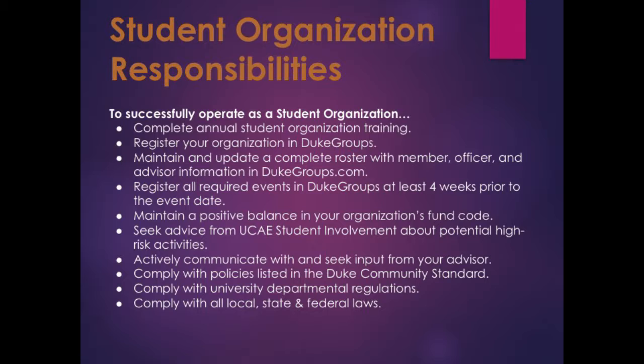To successfully operate as a student organization, all presidents and treasurers must complete this training, register their organization in Duke Groups, and maintain a complete roster with member, officer, at least president and treasurer, and advisor information in Duke Groups. Register all required events in Duke Groups at least 4 weeks prior to the event date. You must also maintain a positive balance in your organization's fund code, seek advice from UCAE student involvement about potential high-risk activities, and actively communicate with your advisor. Duke also expects that all student organizations, leaders, and members comply with all Duke University policies, local, state, and federal laws.